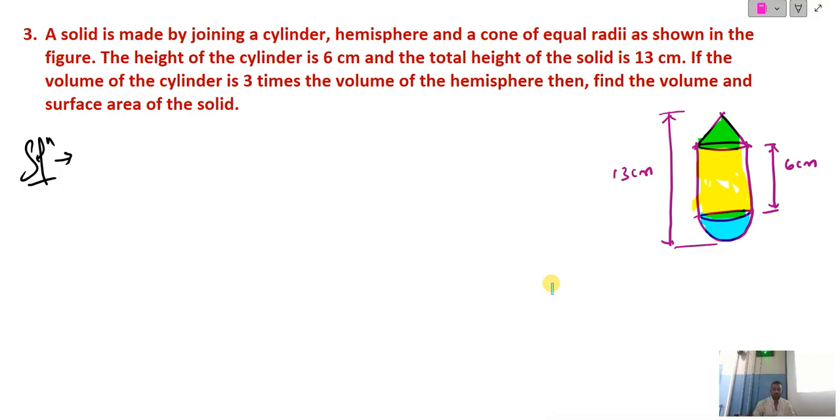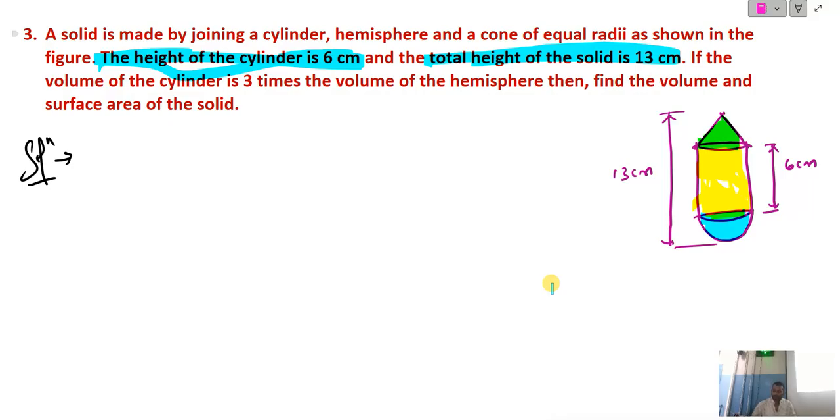Okay. Now, the height of the cylinder is 6 centimeter. Can you see the height? They have given only the height of the cylinder, 6 centimeter. And also they have given the total height of the solid. Total height means from cone till the hemisphere. Height of the cone plus height of the cylinder plus height of the hemisphere. The total height is 13 centimeter.